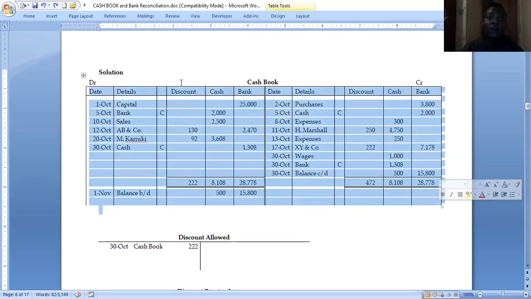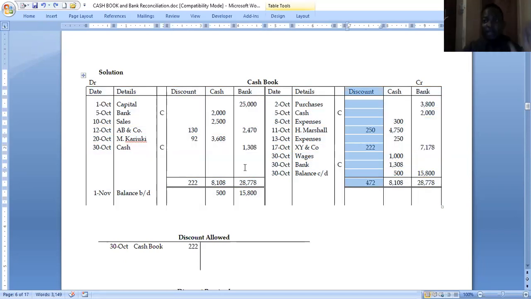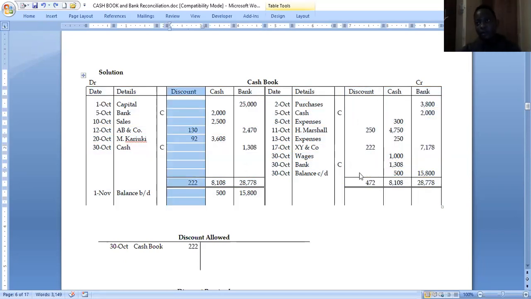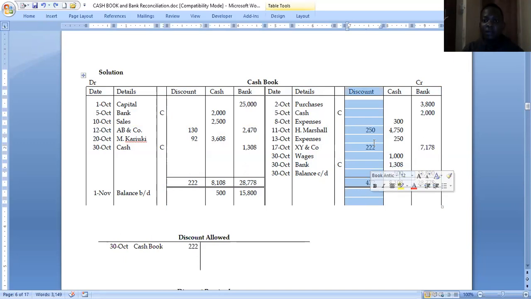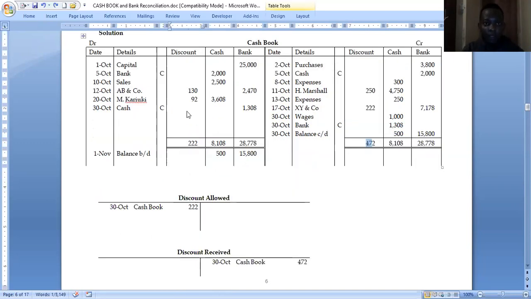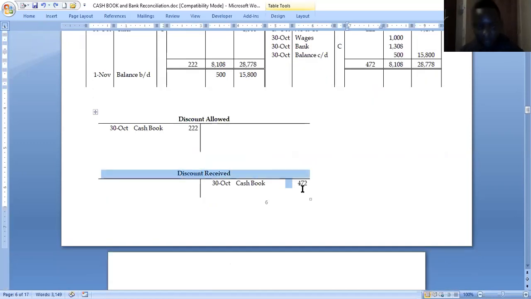But for the discounts, on the debit side we have the discount allowed, and on the credit side we have the discount received. These are two different accounts, so we don't balance them off. What we do with the discounts is just add the totals. On our debit side, the total is 222, that is 130 plus 92, and then we transfer this to the discount allowed account on the debit side. For the discount received on the credit side, we add the totals, which gives us 472, and transfer it to the appropriate discount received account.